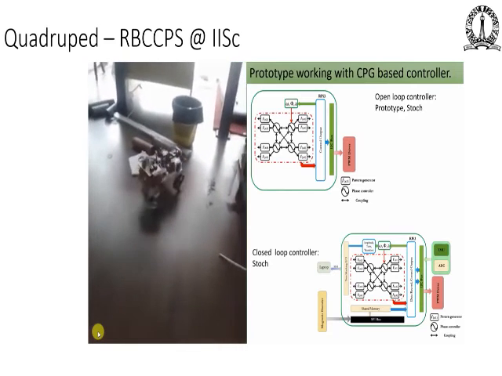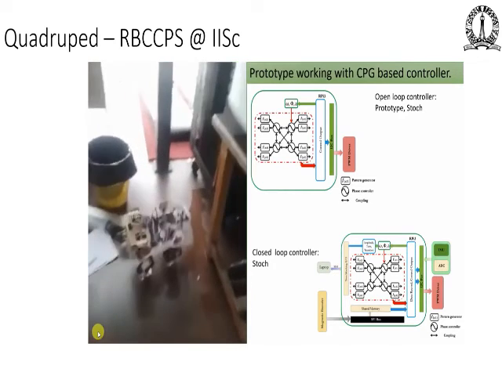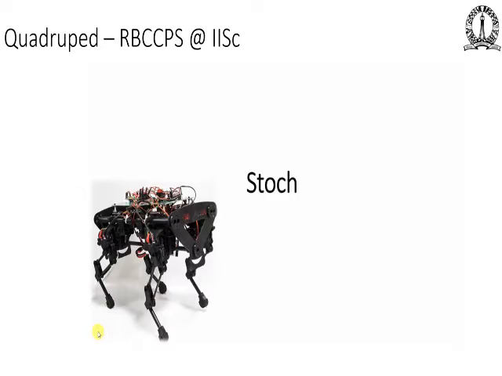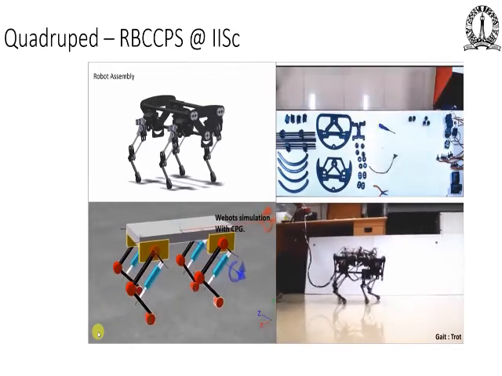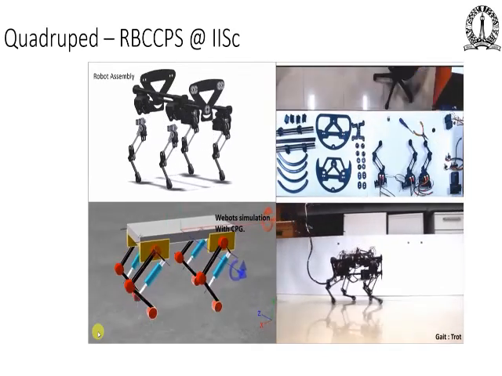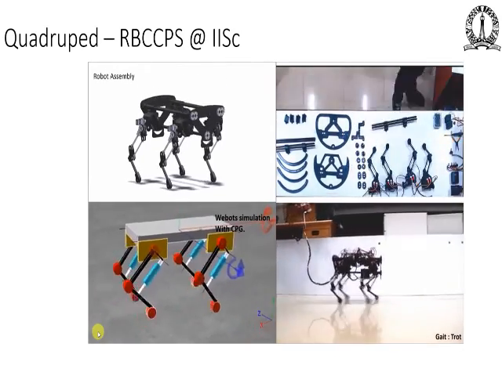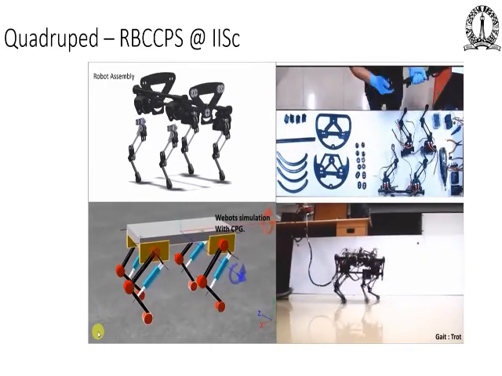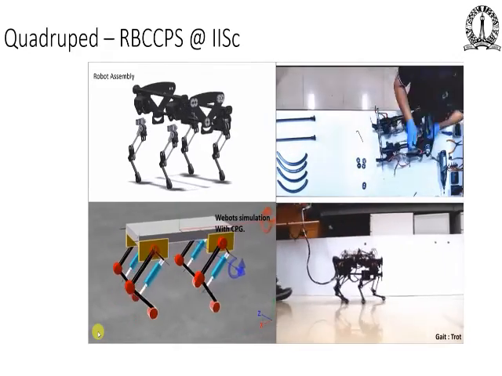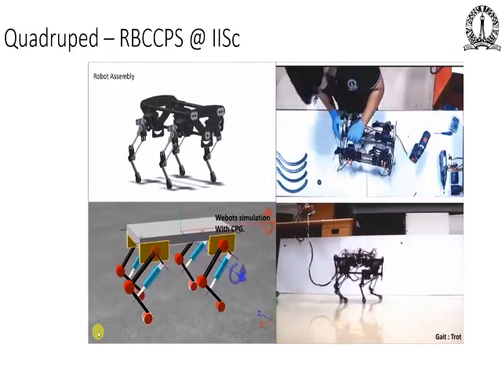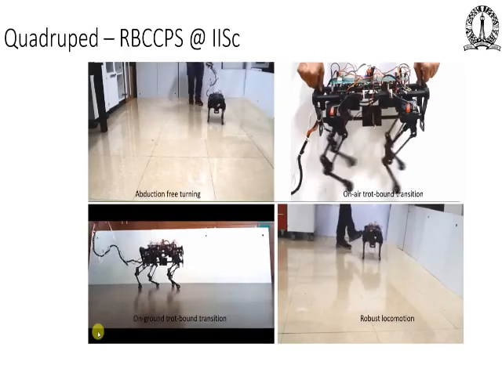On the left, what you can see is this four-legged robot, which was walking using an algorithm based on a central pattern generator. Next, this shows the various stages of assembly of the more refined Stork robot quadruped. All the parts are being assembled, and you can see that we have also done some simulation.